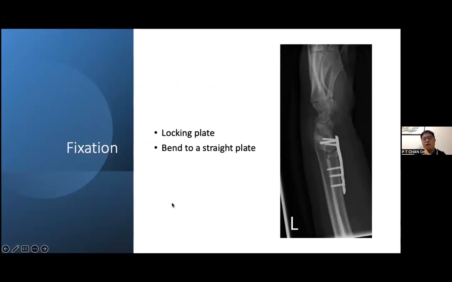So for the fixation, we have to use a locking plate. We cannot use the anatomical plate, or actually we use the anatomical plate, but we have to bend it into a straight plate. Otherwise, once we correct the volar slanting, the ordinary anatomical plate will not accommodate the deformity. So we have to bend the plate to a straight plate.